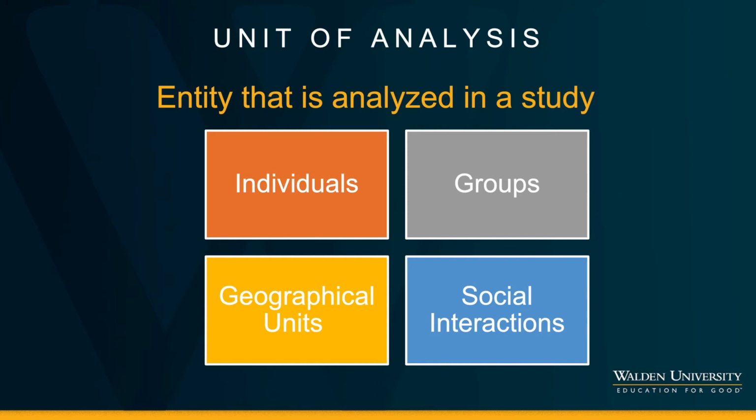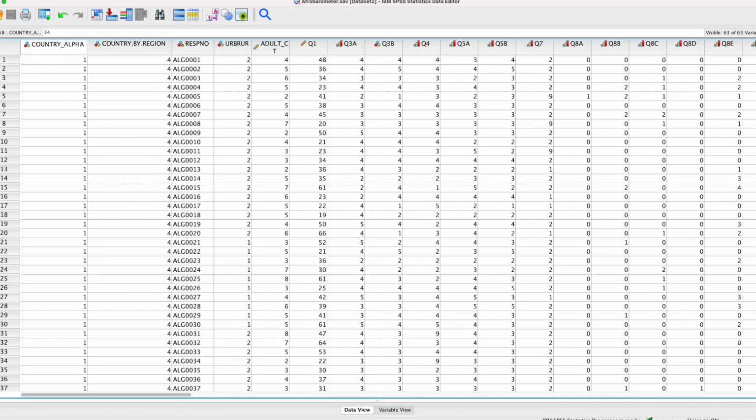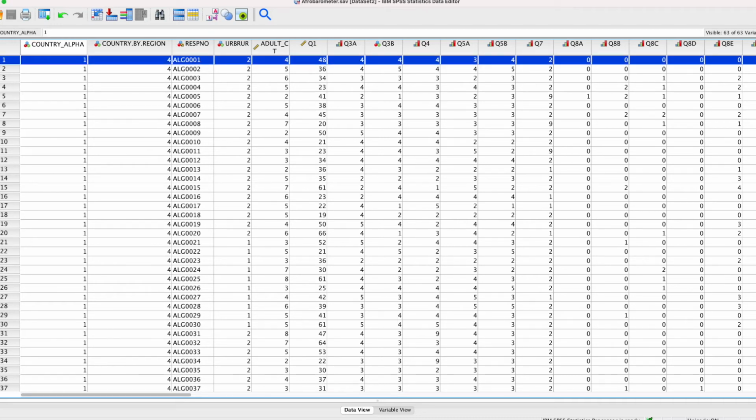For instance, for my own dissertation, I researched newspaper articles. So those were the rows for me, if you will. So when I go back to the SPSS here, you can see these rows here in the Afrobarometer data set. The unit of analysis in this data set is the African participant, right?